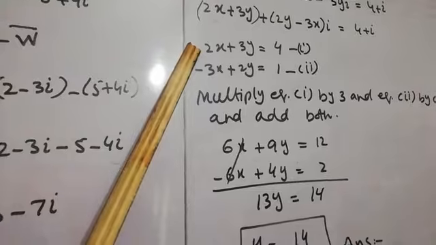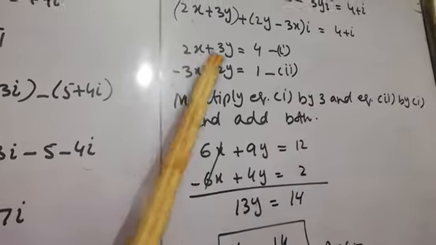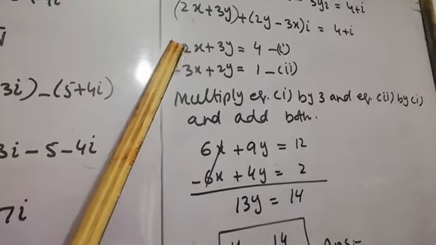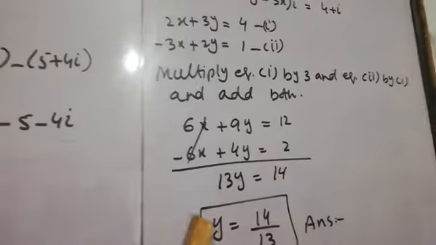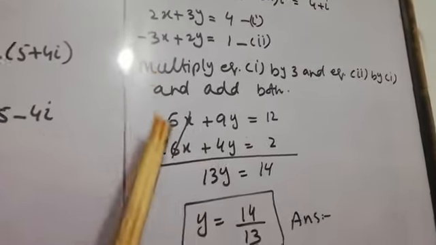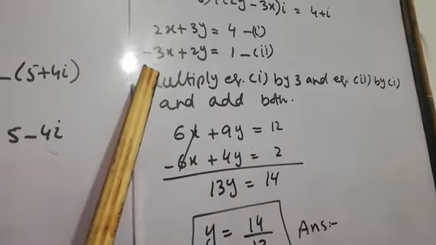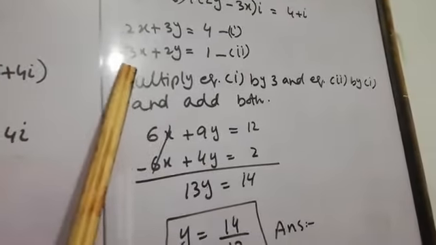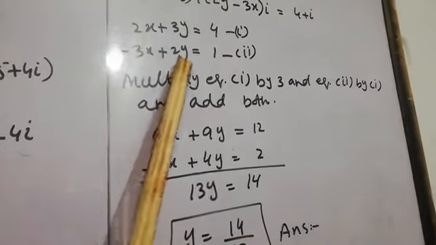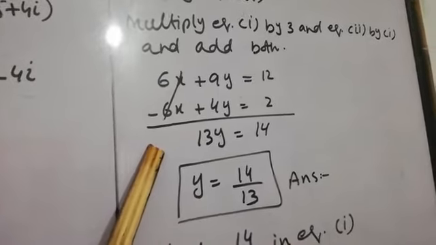So I have chosen that I will multiply this equation by 3 and then add the new equation to equation number 2. So we will multiply this equation by 3 and we get 6x plus 9y equals 12, and we will multiply this equation by 2. 2 3s are 6, 2 2s are 4, 2 1s are 2. Now plus 6x and minus 6x will cancel each other.